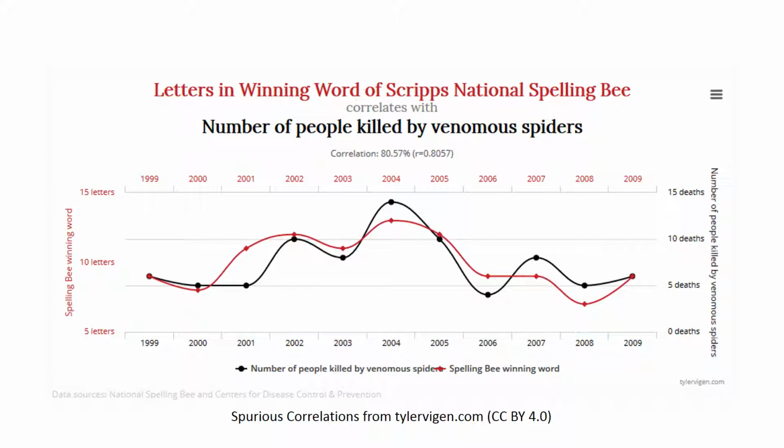Here's another one that I thought was just really funny. The number of letters in the winning word of the National Spelling Bee versus the number of people killed by venomous spiders. And you see that the ups and downs and trends of this actually match each other quite well. But again, absolutely no reason to believe that there's any link between those two things.